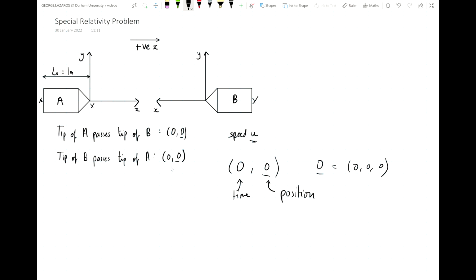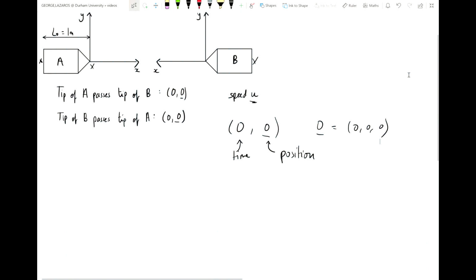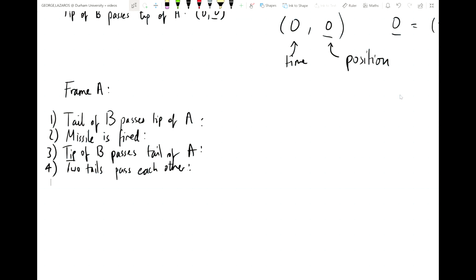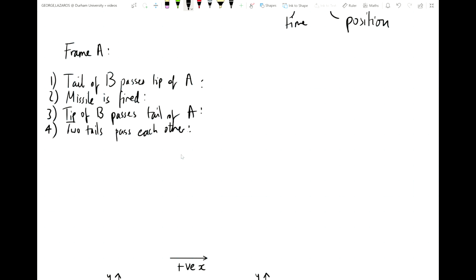Okay then, in order to do this problem, we need to consider 4 key events in frame A. Number 1, tail of B passing tip of A. Number 2, missile being fired. Number 3, tip of B passing tail of A. Number 4, the two tails passing each other. So just a couple of things also to consider while in the frame of A. For an observer in A, due to length contraction, the length of rocket B is going to be equal to L0 divided by gamma, where the gamma factor is given by 1 over square root of 1 minus u squared over c squared. The same gamma factor that comes up all over special relativity.